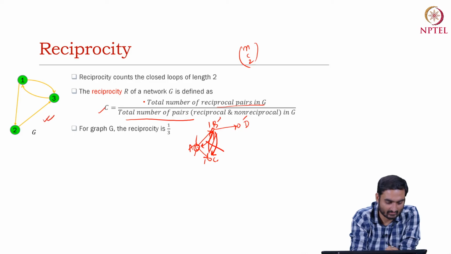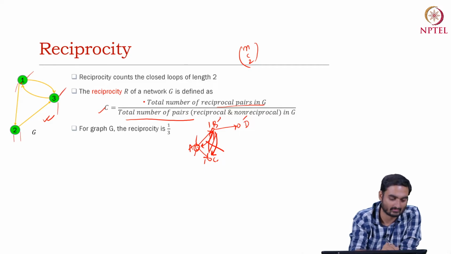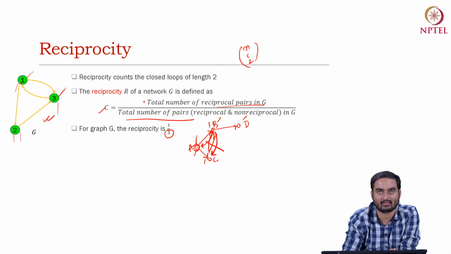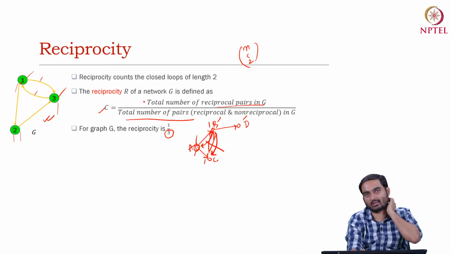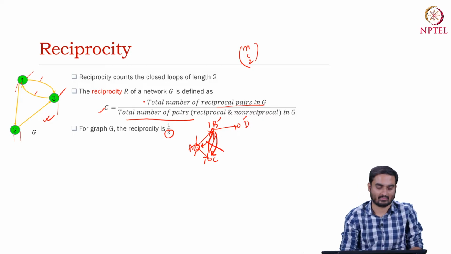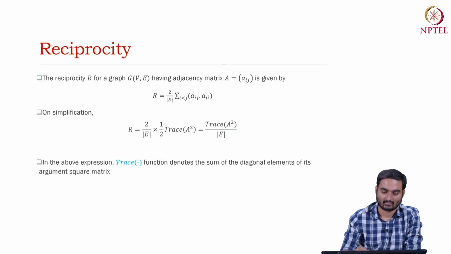Think of this example right here. How many valid pairs are there? We have 1, 2, 2, 3 and 1, 3. So the denominator would be 3 and the numerator would be 1, because there is one such pair which has a reciprocal edge, right?